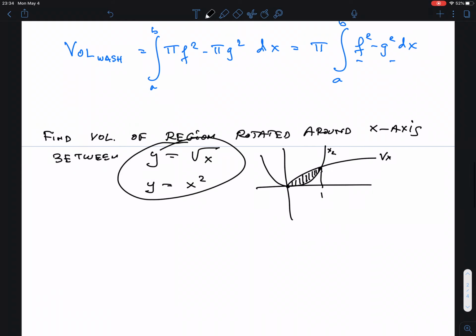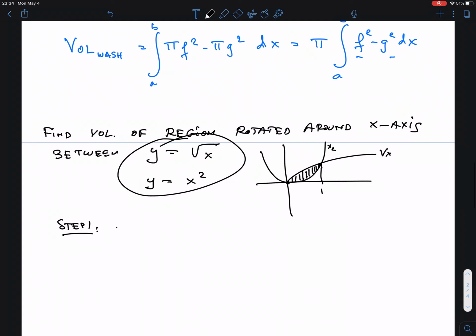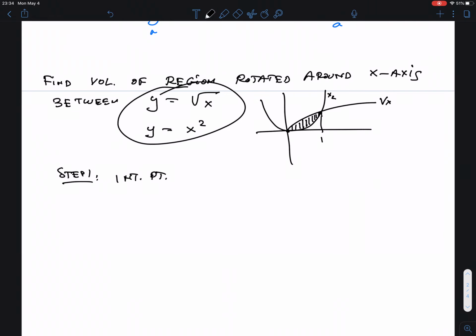So let's work it out. Step 1. I was going to do an intermediate example, but let's go to the thing that we really want to do. Step 1 is the intersection points. It starts off basically the same as in the previous section. We find the intersection points by setting these two equal to each other. To get rid of the radical, we square both sides. We get x is equal to x to the 4th.